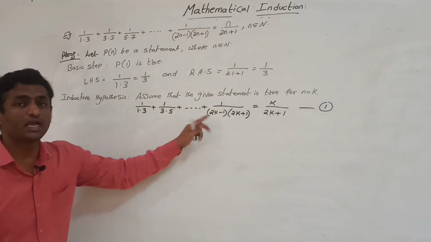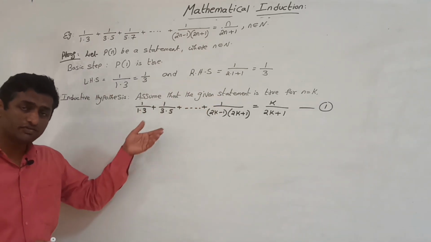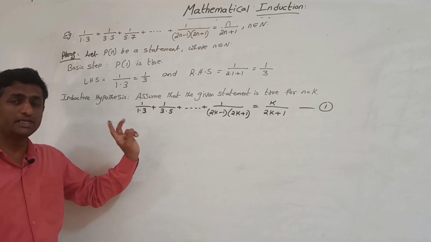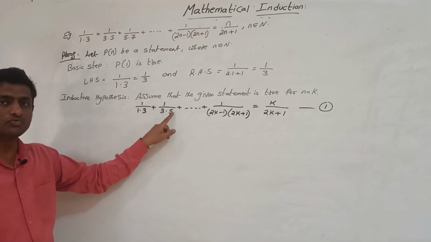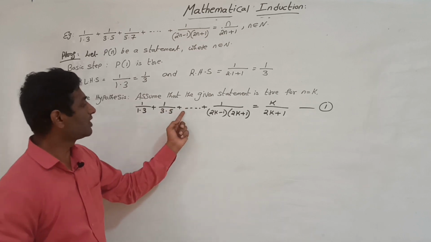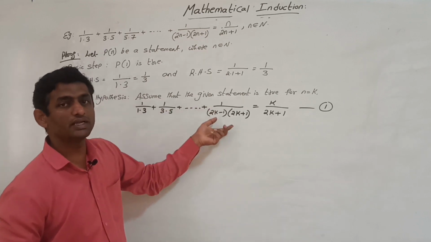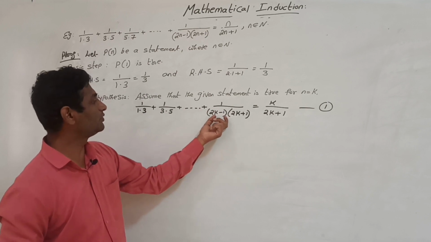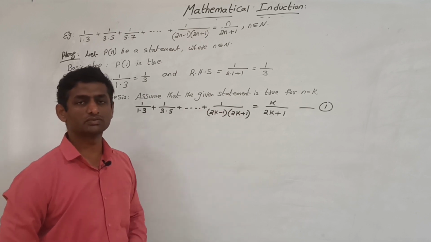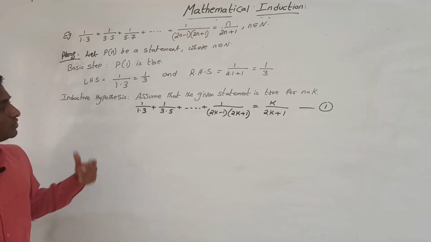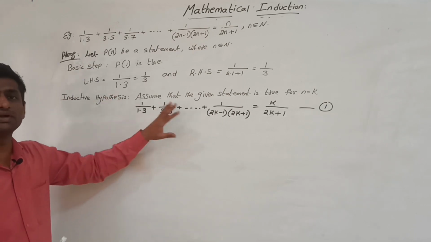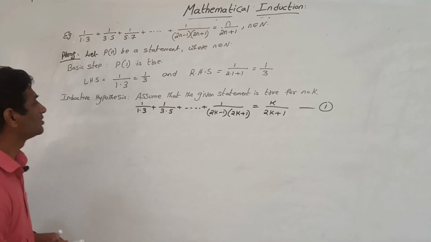It is a sum of k terms, and if you observe the denominator, it is a product of two terms, like 1 into 3, 3 into 5, next 5 into 7, 7 into 9, and last it will be (2k minus 1) into (2k plus 1). Now what we have to achieve is to prove that the statement is true for k plus 1, that is n is equal to k plus 1.